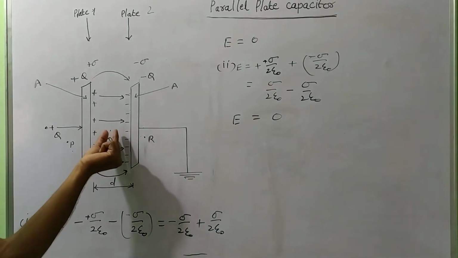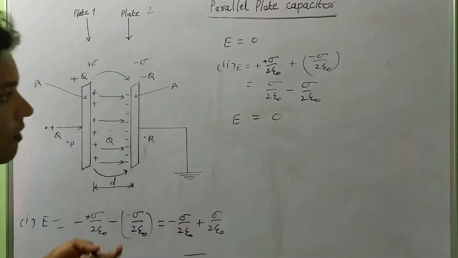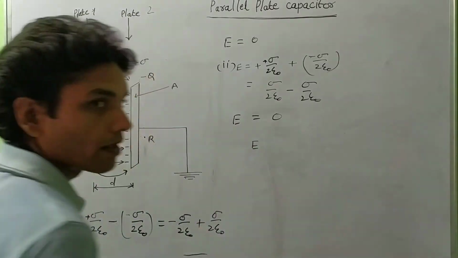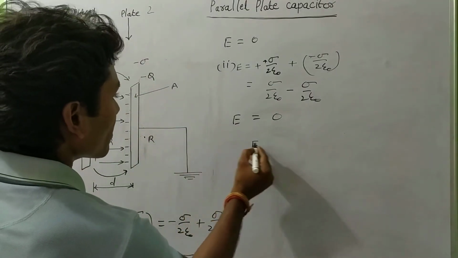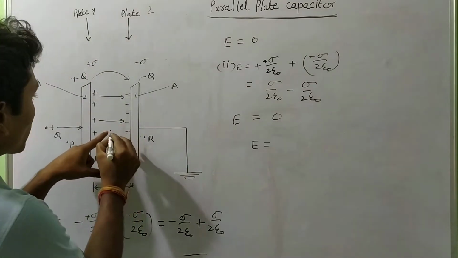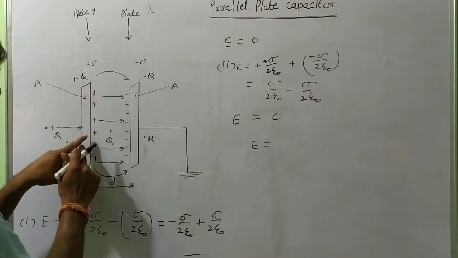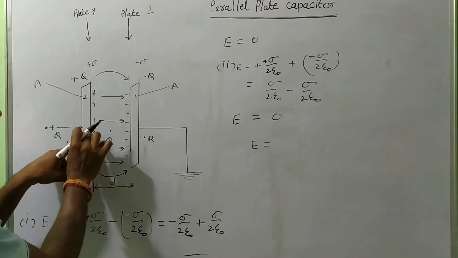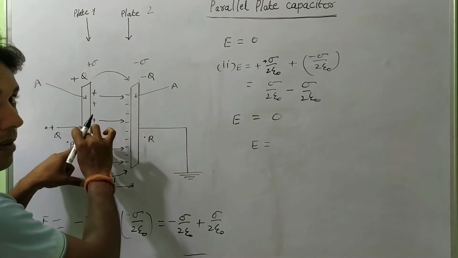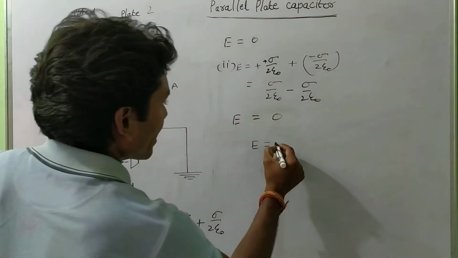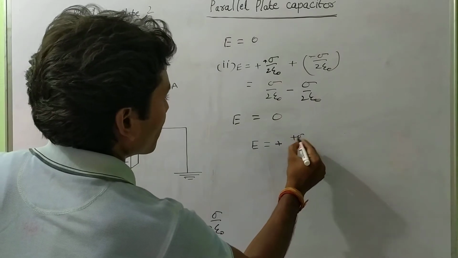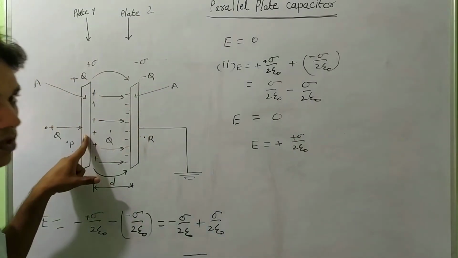Now what will the electric field inside the capacitor be? The electric field inside the capacitor due to the first plate: this point is here and the first plate is here, so we are going from left to right. This is along the plus x-axis, so it will be positive, plus sigma upon 2 epsilon naught.